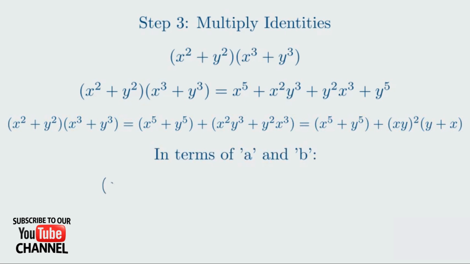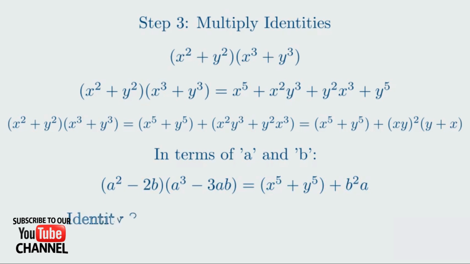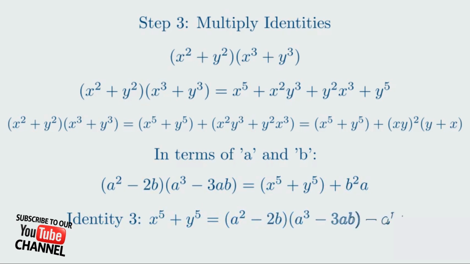This means a squared minus 2b times a cubed minus 3ab equals x to the fifth plus y to the fifth plus b squared times a. We can now solve this equation for x to the fifth plus y to the fifth. The result is x to the fifth plus y to the fifth equals a squared minus 2b times a cubed minus 3ab, minus ab squared. This is our identity. We've done all the hard work to derive the identity. Now, let's substitute the known values and solve for b.